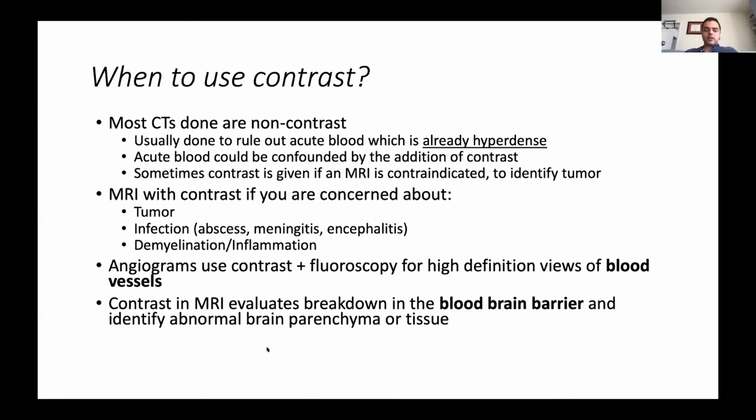MRIs with contrast, like I said, infection, abscesses, tumor, demyelination. Angiograms use contrast by virtue of what they are. You know, you're doing fluoroscopy, and you're not going to get an image unless you are shooting contrast into those vessels. So that's an essential thing there.